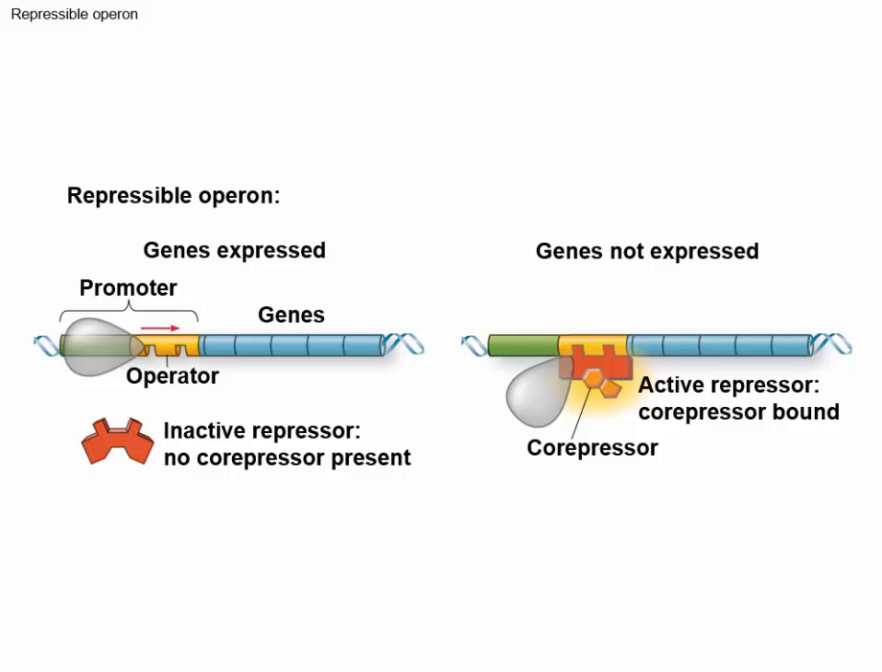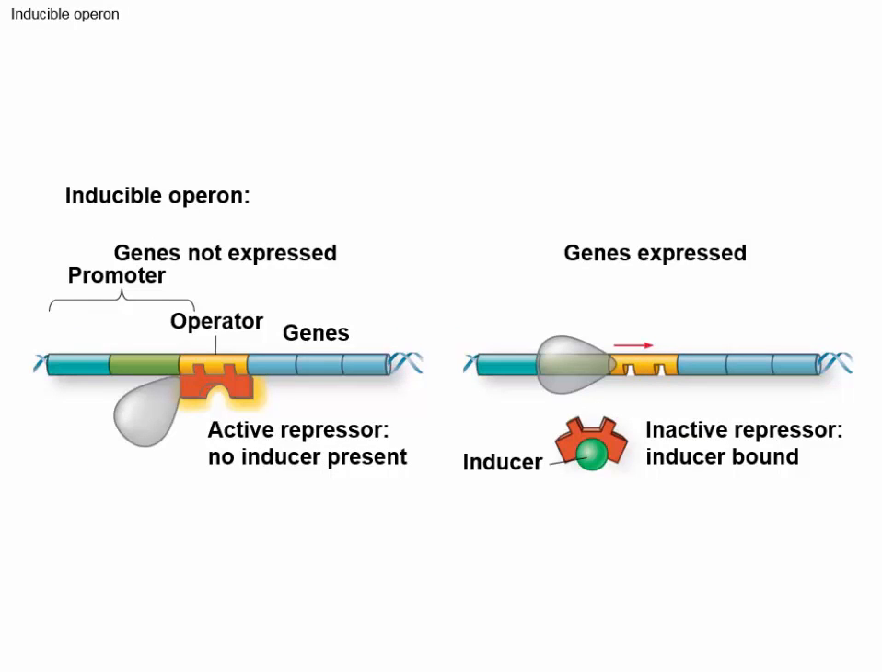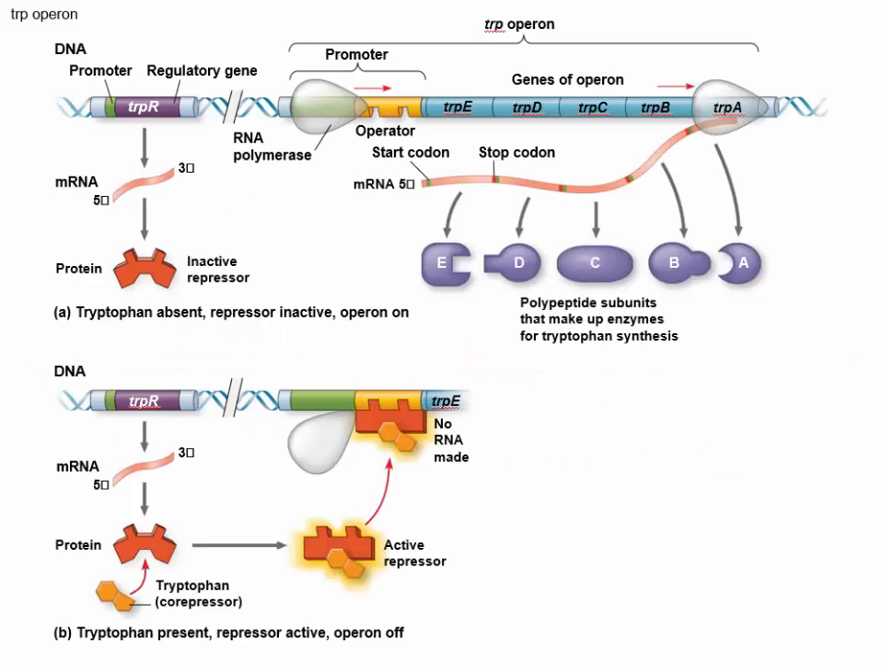Here we are. This is a repressible operon. So genes expressed, genes not expressed. And here is an inducible operon, and here are the genes expressed. And here's a very specific operon. It's a tryptophan operon. And we're seeing what happens if there's no tryptophan, and what happens if there is tryptophan and the repressor is active.